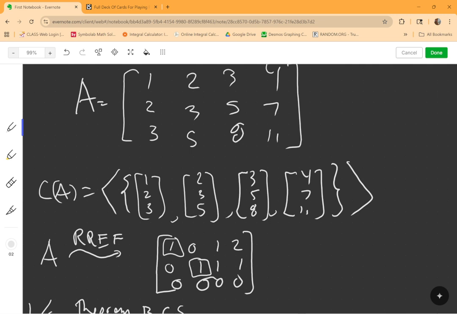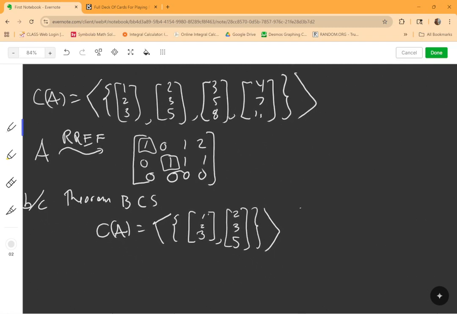So I'll choose those 2, and what theorem BCS tells me as a result is that the column space of A can be more simply written as the span of the vector (1, 2, 3) and the vector (2, 3, 5). Okay, and now because of theorem BCS as well, I know that those 2 vectors are indeed linearly independent.